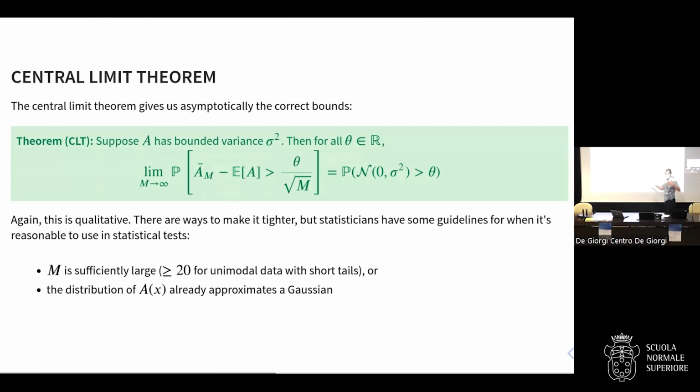So this is, at some level, why the central limit theorem is famous and is what people really like to use in statistics. I'm sure we've all seen it before, but basically what it tells us is that as the sample size goes to infinity, the deviations of the sample mean from the true mean behave like a normal random variable of variance sigma squared on m.